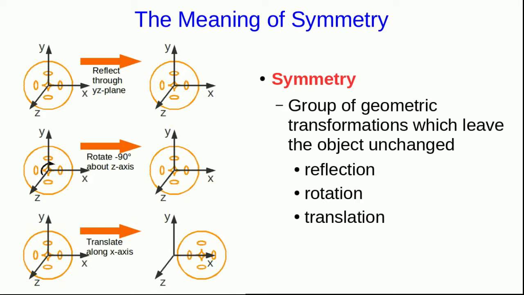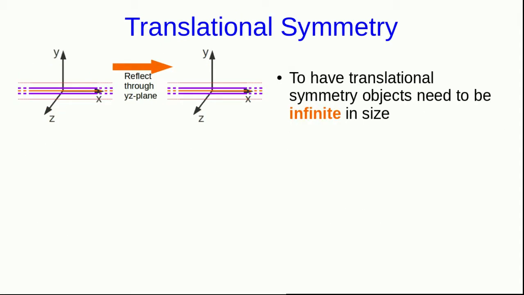If we translate the happy face along the x-axis, now it's changed. It's in a different location from where it was before, and that counts as a change. So this happy face does not have symmetry under translations. You might be having a hard time picturing how any object can have translational symmetry. After all, if you shift something left or right, it's always going to look different, isn't it?